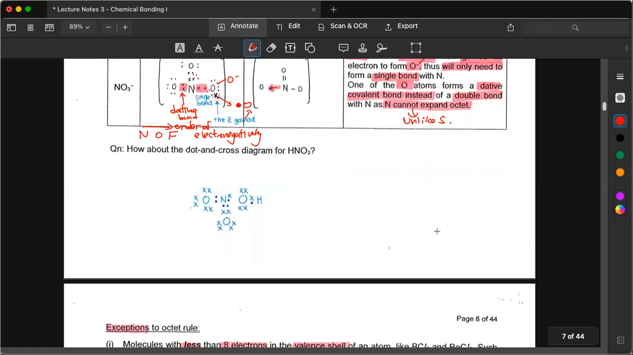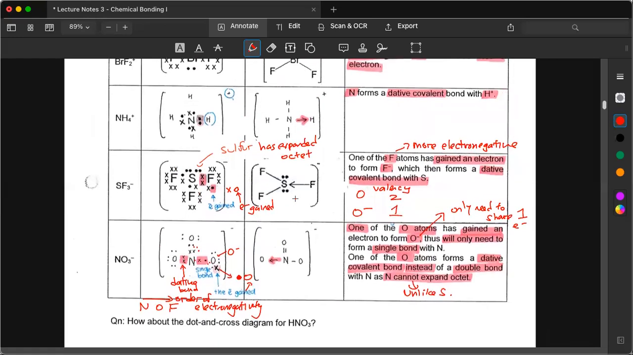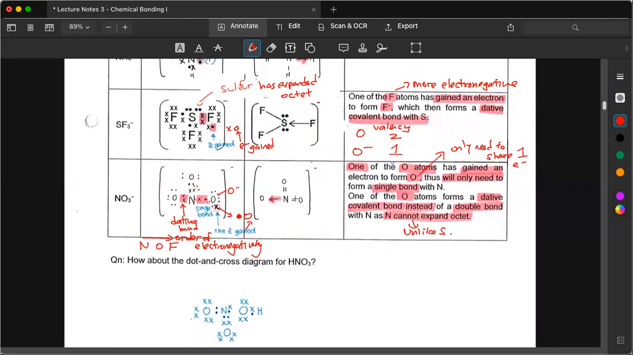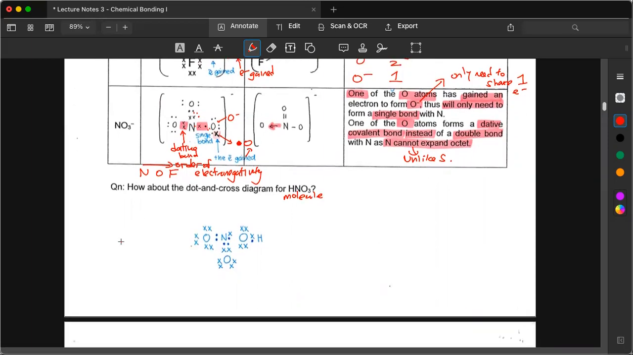Okay? Now, you can try to draw the dot and cross diagram for HNO3. Pause the video, try yourself, and check your answer later. So this is the answer for HNO3. It's actually a molecule. It's not an ionic compound, okay? But it dissolves in water and dissociates to form the H+ ion. But before that happens, it is a molecule.